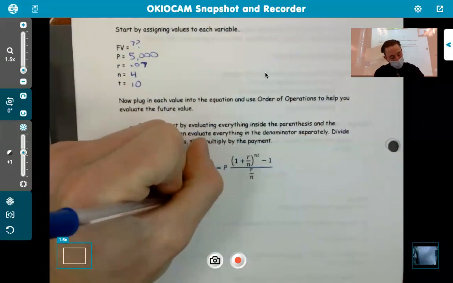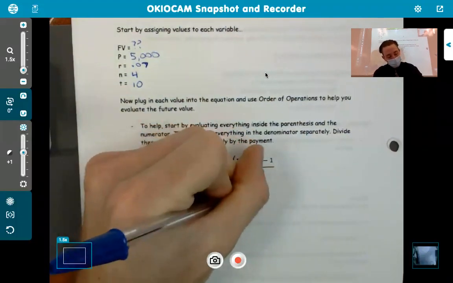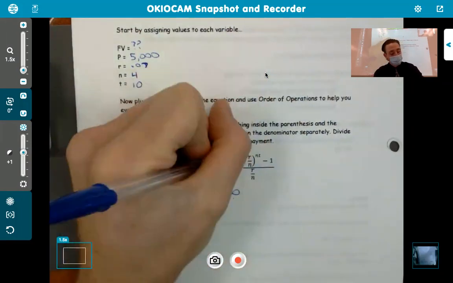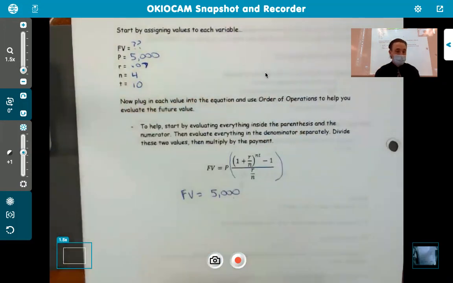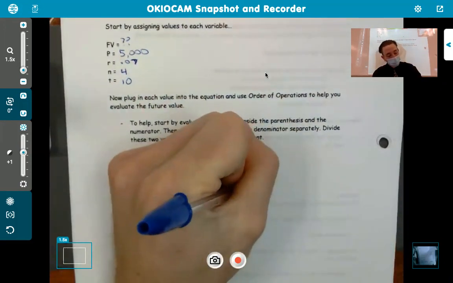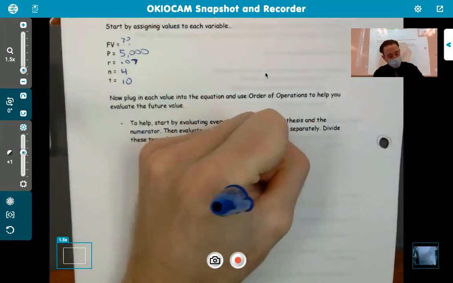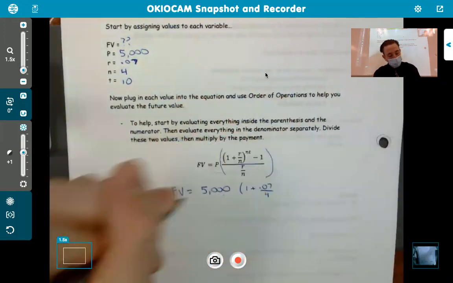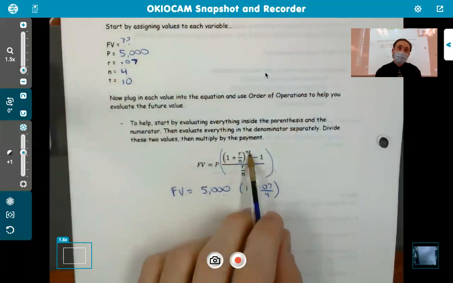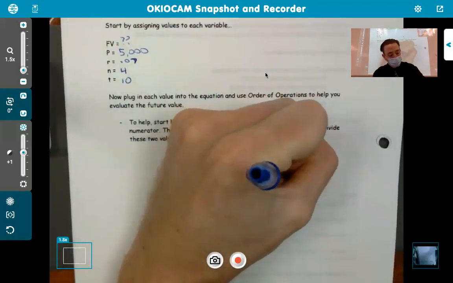So if I'm doing that, I have FV is equal to, in for P, I'm going to plug 5,000. And I'm multiplying that number by this entire thing. So really, if you wanted to, this entire thing here can be in parentheses because you're going to take care of all of this first. Then I have 1 plus 0.07 divided by 4. This whole thing raised to the n times t. So that's what's taking place up there. So that number n, 4 times t, which is 10.